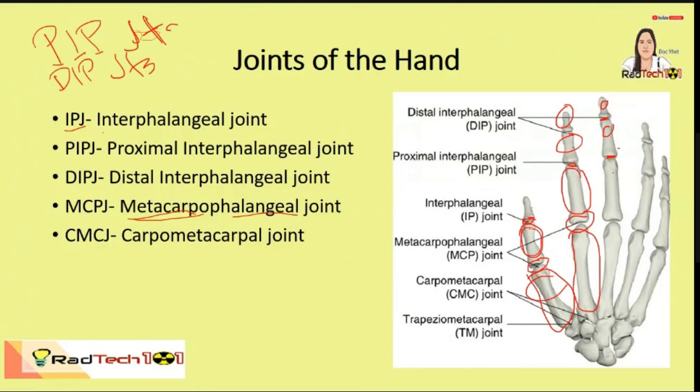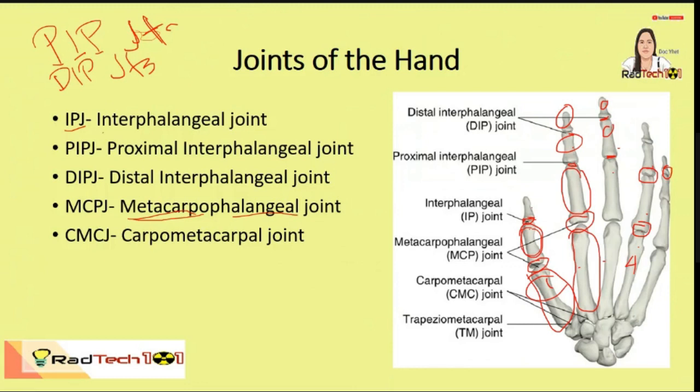So how about this one? What do you call this joint? So this is 1, 2, 3, 4. This is the fourth metacarpophalangeal joint. Or if we are talking about this joint, this is the fourth proximal interphalangeal joint. If you are talking about this one, this is the fifth distal interphalangeal joint. Okay, so I hope that is clear.